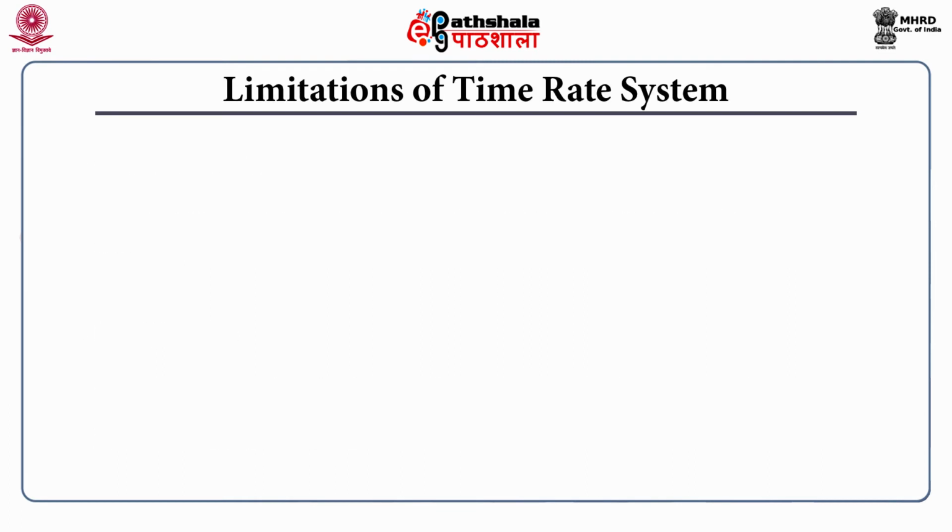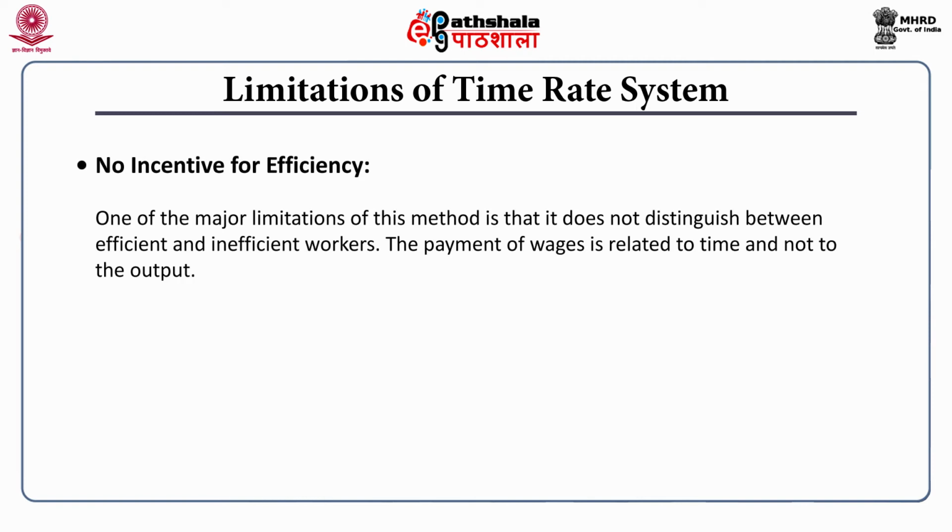Despite several benefits, the time wage system of payment to workers suffers from certain drawbacks. These are: no incentive for efficiency. It is one of the major limitations of this method that it does not distinguish between efficient and inefficient workers. The payment of wages is related to time and not to the output. Thus, the method gives no incentive for more production by the efficient worker. Moreover, the rate fixed under this method is quite low as it is based on the output of the dullest employee.